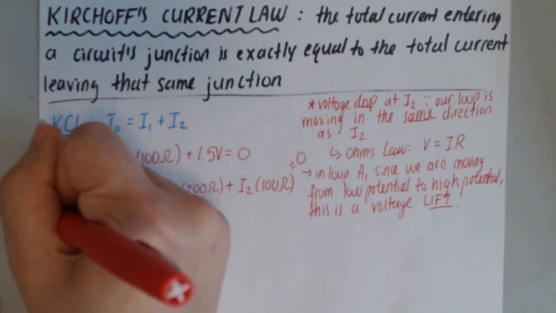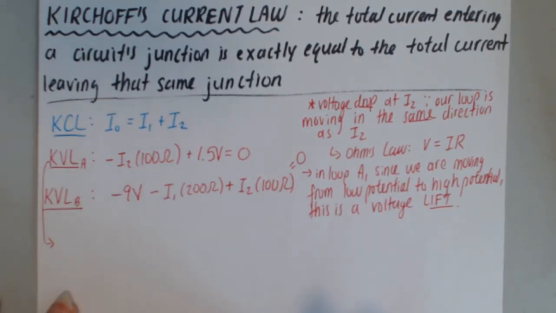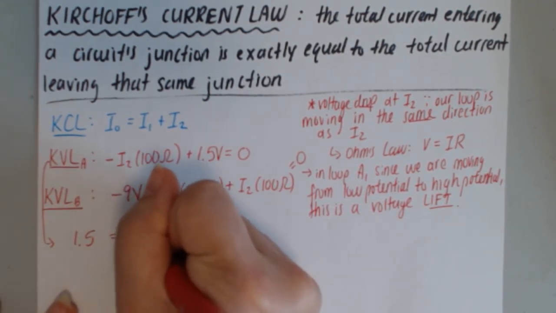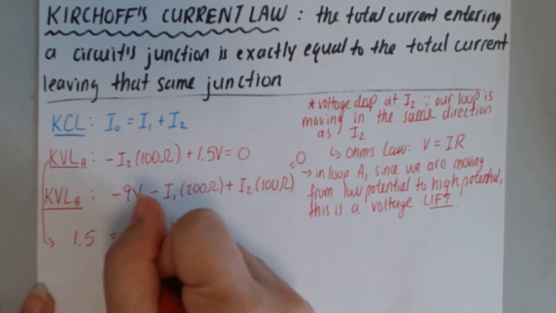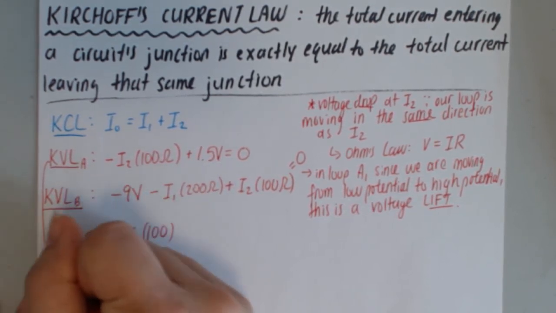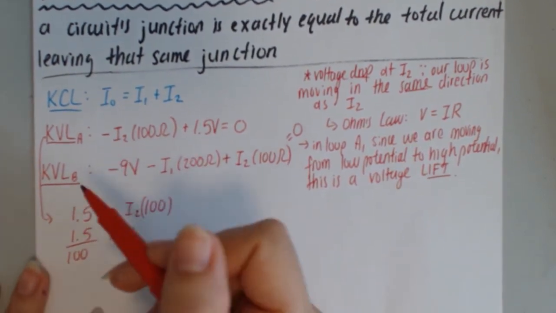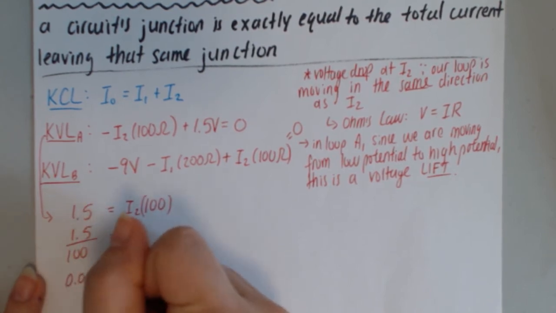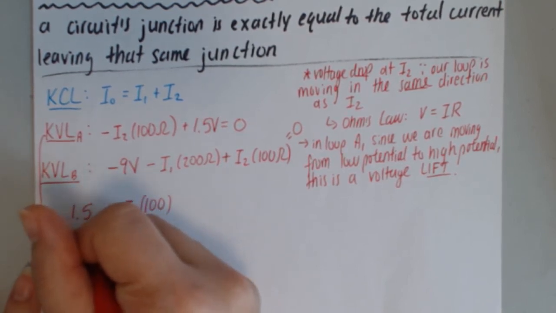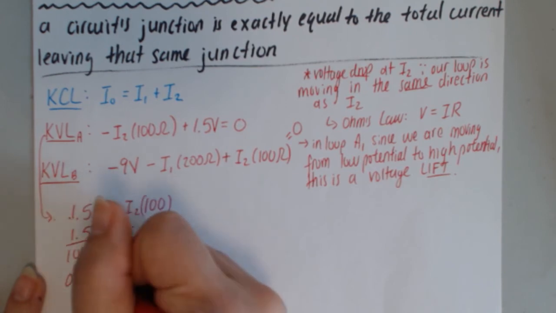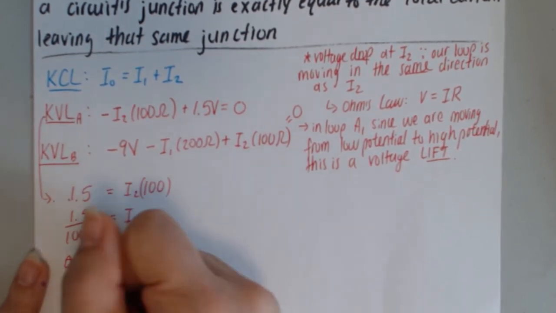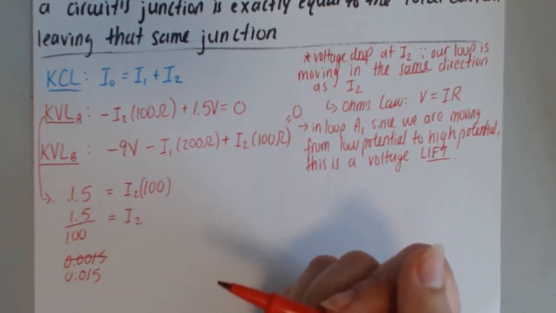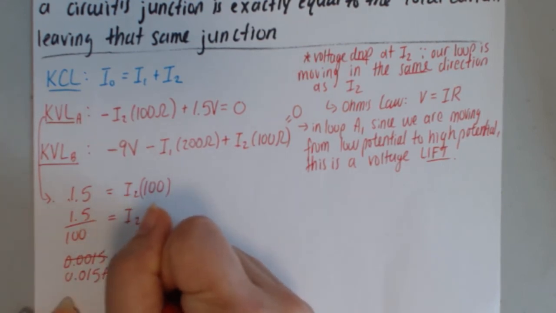All right, so from the first loop, Kirchhoff's voltage law A, I can actually figure out I2. So I'm going to have 1.5 volts is equal to I2 times 100 ohms. So then I2 is just 1.5 divided by 100. What that means is I take this decimal and I move it to the left 2 spaces. So that's going to be 0.0015. Let me just, 1, 2, I put 1 extra 0 again. I like doing that. 0.015, so this way it's 2 spaces to the left. Okay, so 0.015 amps is I2.